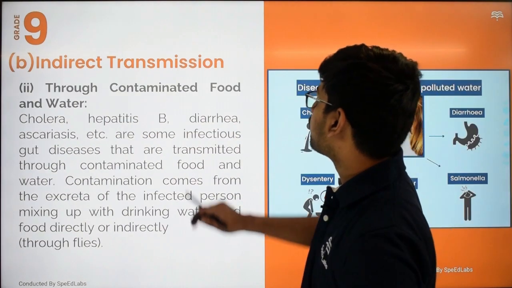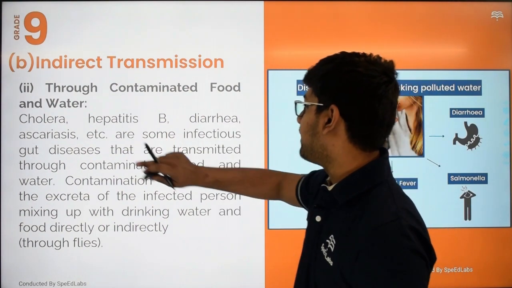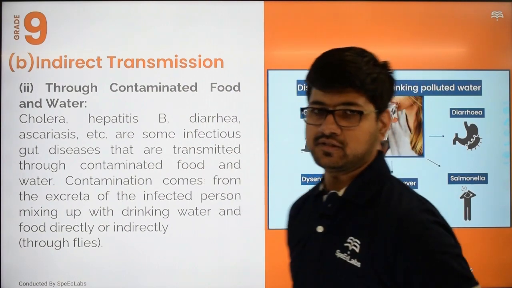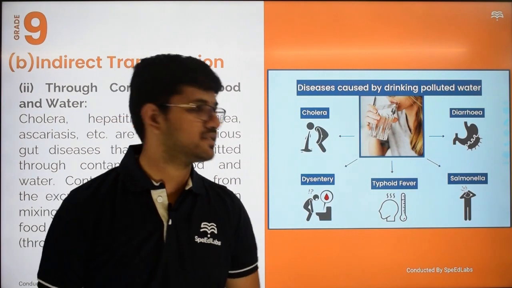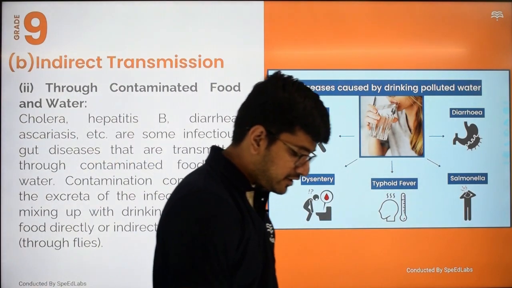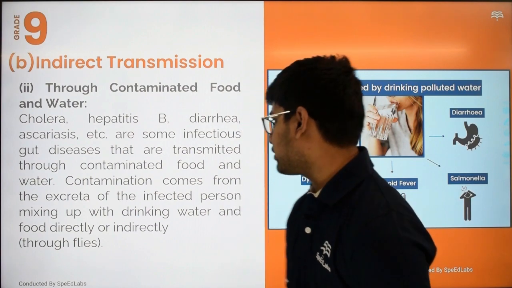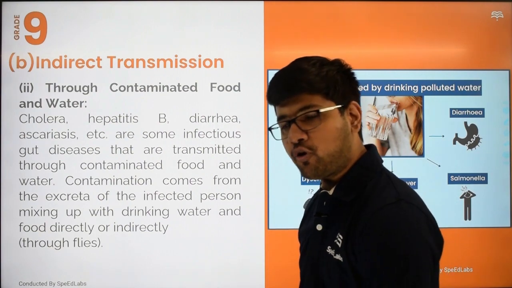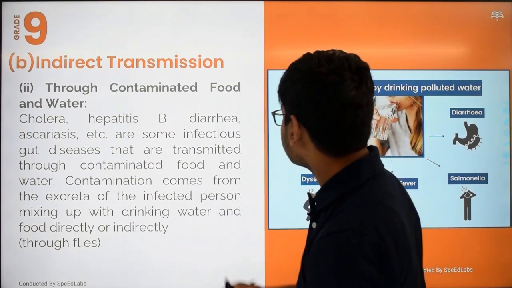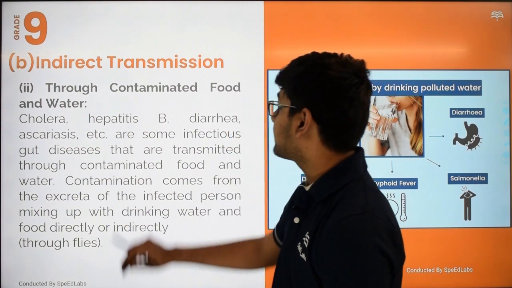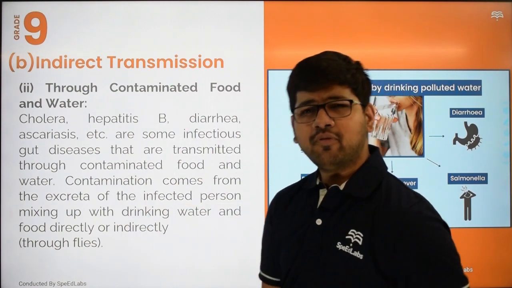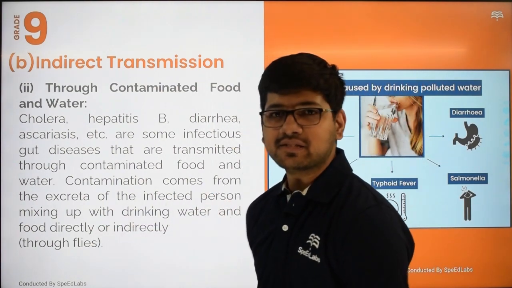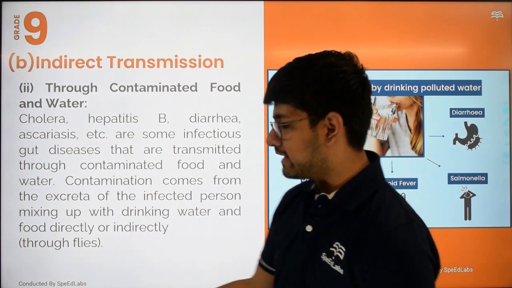Through contaminated food and water, cholera, hepatitis B, diarrhea and ascariasis are some infectious gut diseases, which we can say are intestinal diseases, transmitted through infected or contaminated food and water. Along with it, typhoid, diarrhea, dysentery and cholera are diseases which again spread through contaminated food. Where does that contamination come from? From the excreta of an infected person that is mixed with drinking water or food directly or indirectly.